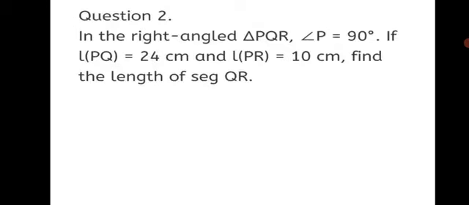Fourth, now we have question number 2. In the right angle triangle, triangle PQR, angle P is given as 90 degree. If length PQ is equal to 24 centimeter and length PR is equal to 10 centimeter, find the length of QR. Now we need to draw a rough figure and find out which is the hypotenuse, and then we can use the Pythagoras theorem to find the length of QR.